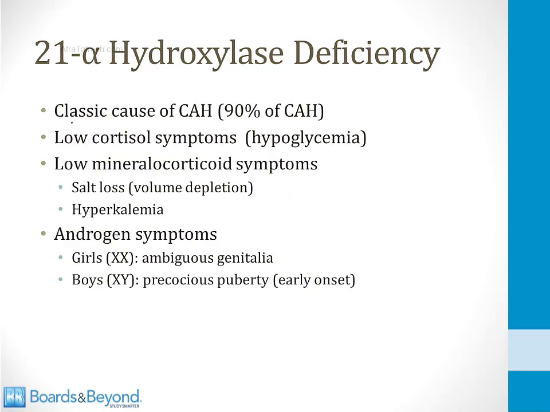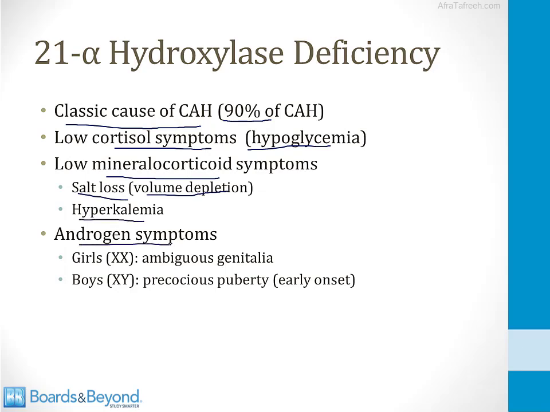21-alpha hydroxylase deficiency is the classic cause of congenital adrenal hyperplasia. It's responsible for 90% of cases. Depending on the severity of the enzyme deficit, there can be low cortisol symptoms, which often manifest as hypoglycemia. There can also be symptoms from low mineralocorticoid activity, meaning low aldosterone levels. This can lead to salt loss, which causes the child to be volume depleted. It can also lead to hyperkalemia.